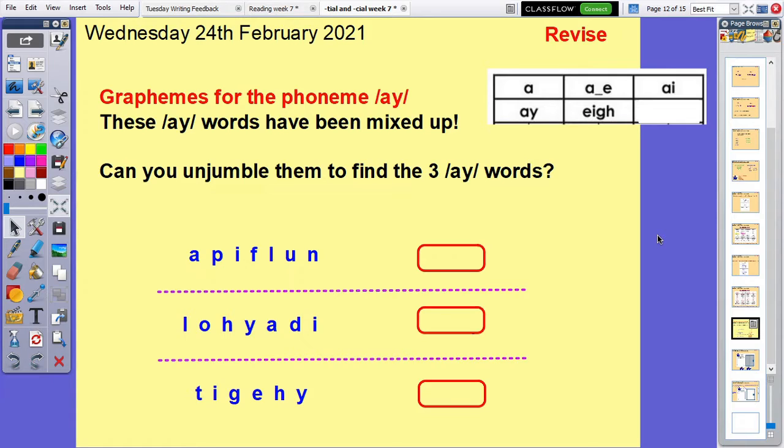Okay, so I told you on Monday that we would do one more revision session for the graphemes for the phoneme A, and today I have just given you three words which have all been jumbled up. Can you find the three AY words? Now, to give you some helpful tips, I've given you the different graphemes that make up A.